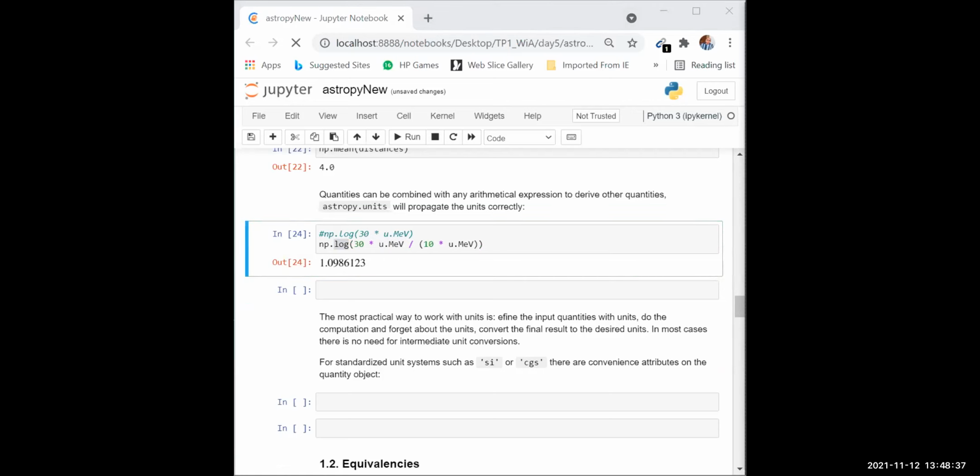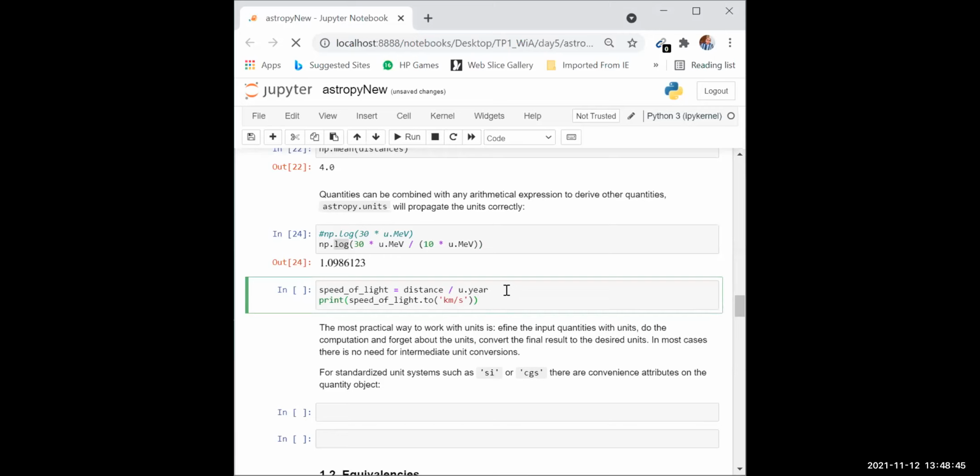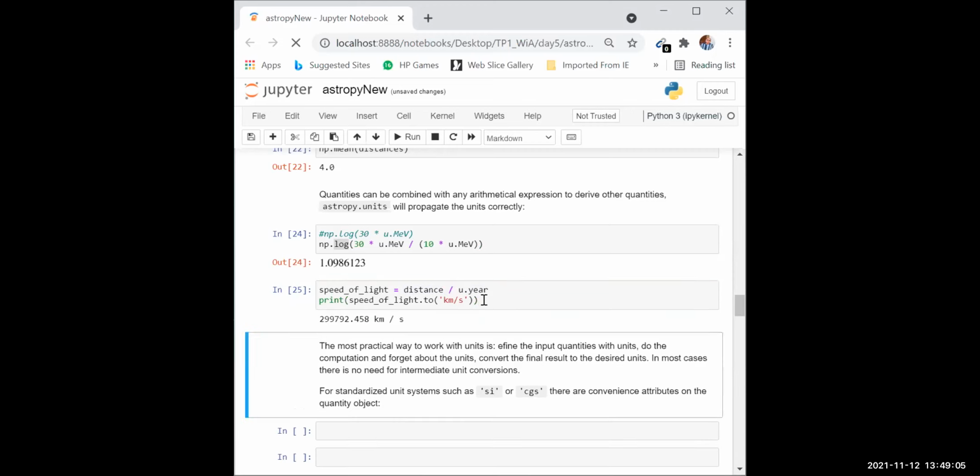And suppose we want to look at the speed of light, which is distance by time. Distance was 1 light year. We are calculating the speed of light. So the variable distance which we had was 1 light year, and the time unit which you are using is u.year. And we'll print what it is, and we get the speed of light as this. Right? So this is how you can find it.